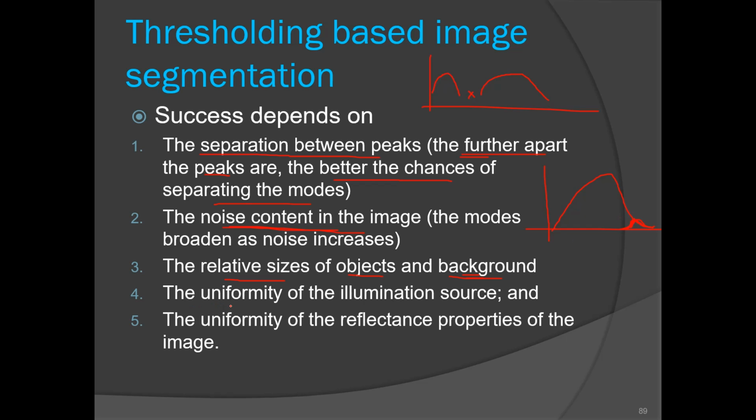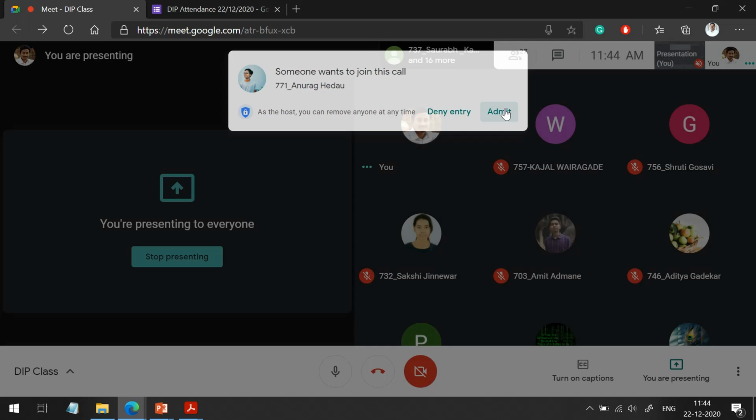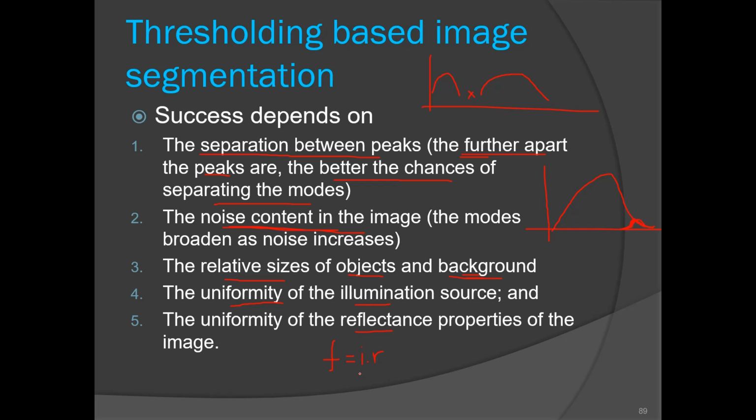The next one is uniformity of illumination and reflectance. We know that the value of f is made up of two components, the illumination and the reflectance. This we have studied in our unit number 2. So if the illumination of the source is not uniform, it will affect the thresholding. This I will explain through one example.